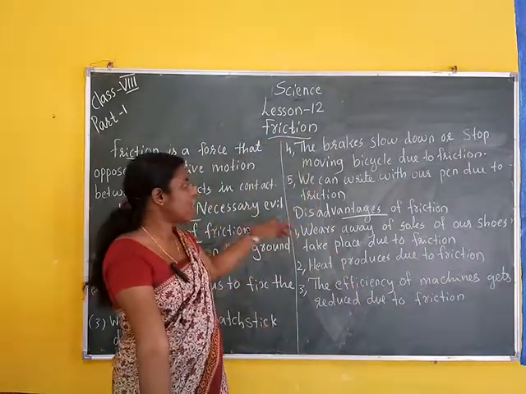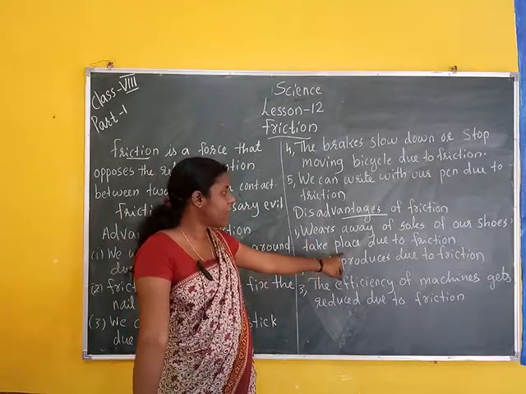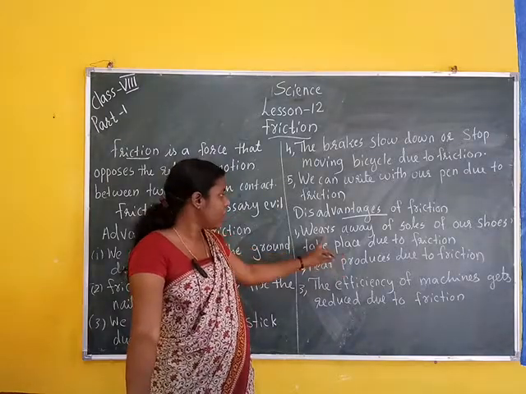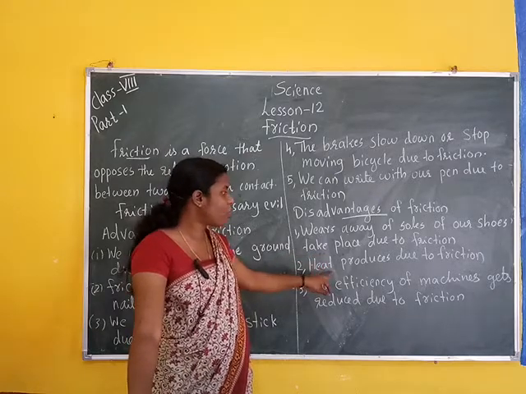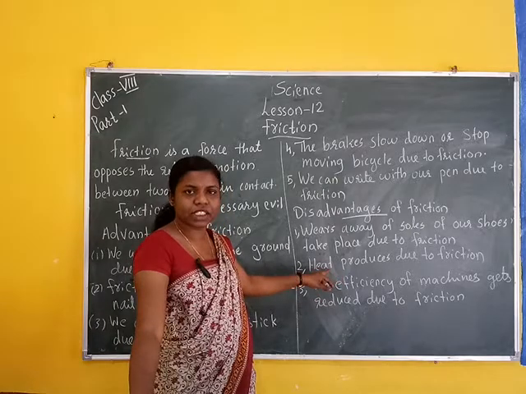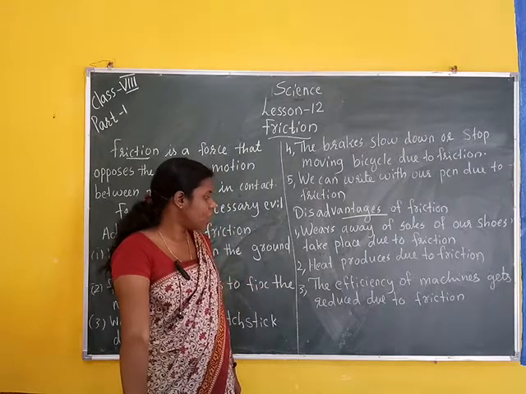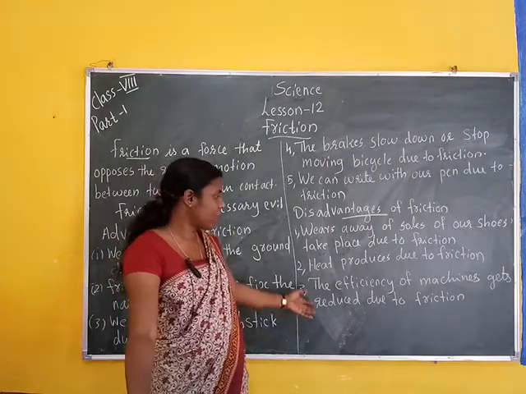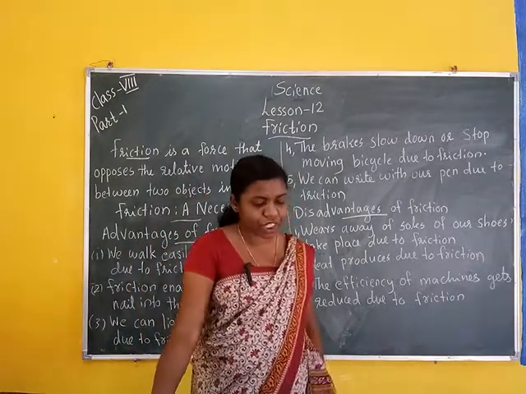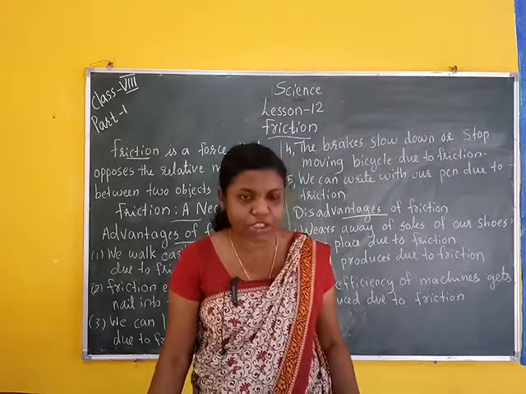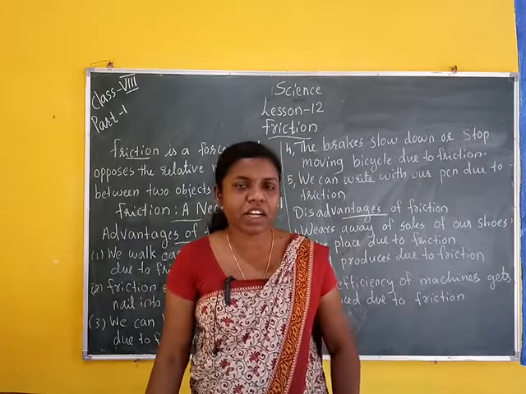Next are the disadvantages of friction. Wearing away of the soles of our shoes takes place due to friction. Heat is produced due to friction. The efficiency of machines gets reduced due to friction. Wearing of the steps of staircases in foot over bridges takes place due to friction. These are the advantages and disadvantages of friction.